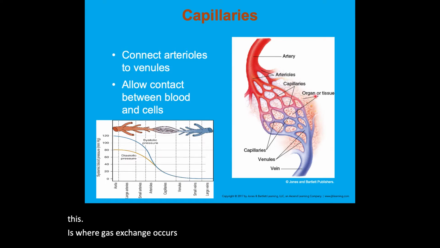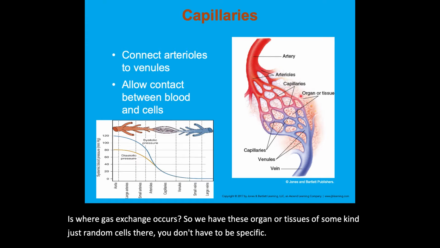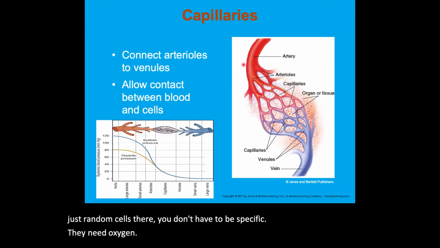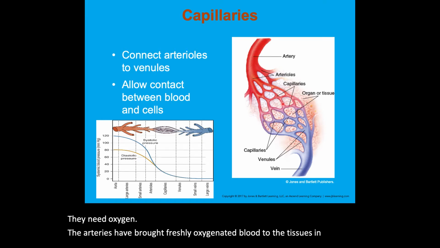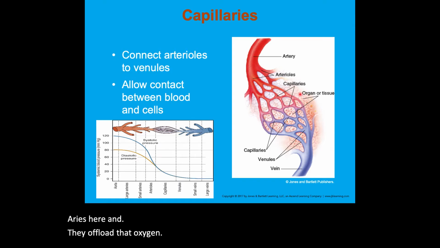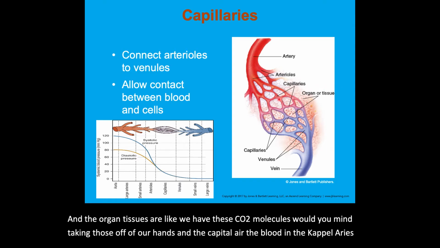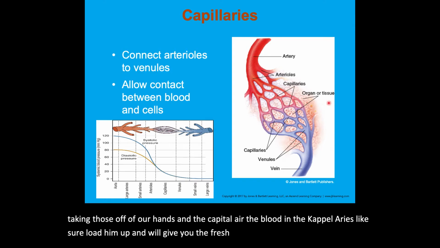So we have these organ or tissues of some kind, just random cells. You don't have to be specific. They need oxygen. The arteries have brought freshly oxygenated blood to the tissue in the capillaries here. And they offload that oxygen. And the organ tissues are like, hey, we have these CO2 molecules. Would you mind taking those off of our hands? And the blood in the capillaries, like, sure. Load them up and we'll give you the fresh oxygen. So you exchange the gas.